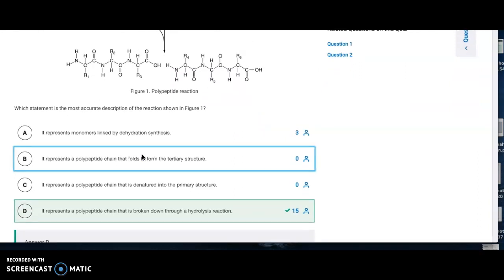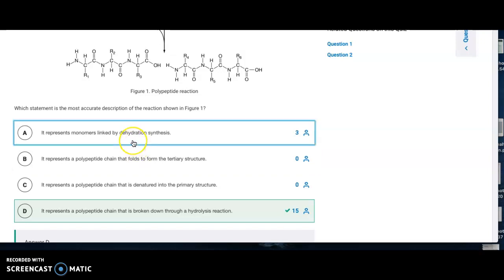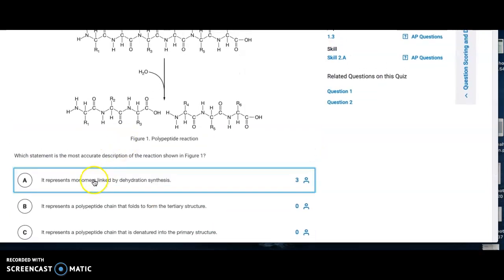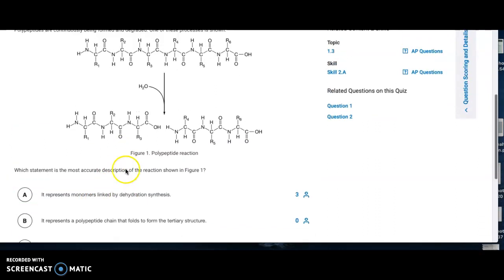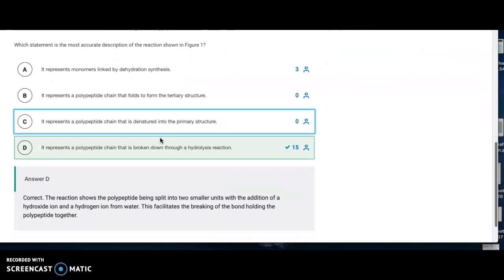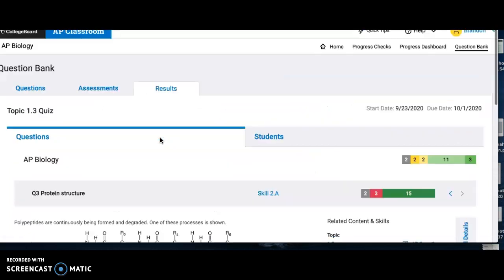Most people understood that this represented a polypeptide chain that is broken down through hydrolysis, which is the breaking. Some of you selected that this was monomers being linked, but in this case we see they're actually separated. So the long chain is up here and then the chain is being broken down. And I think that's more just paying closer attention.